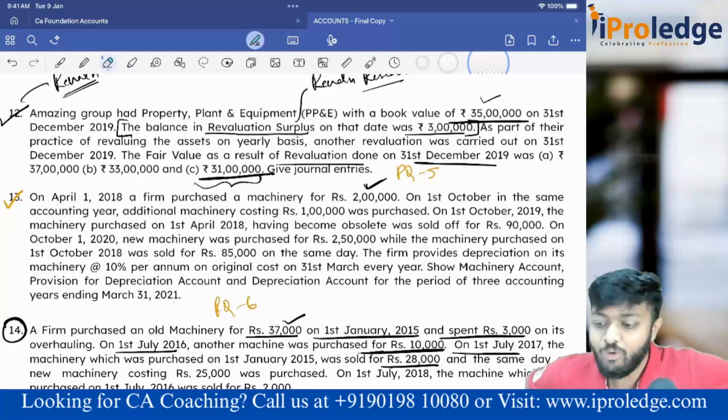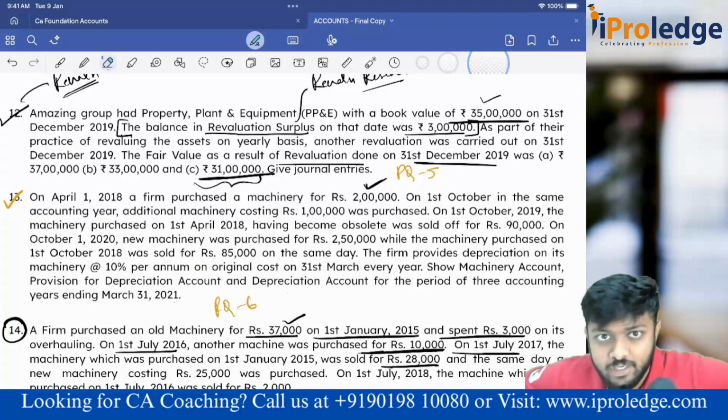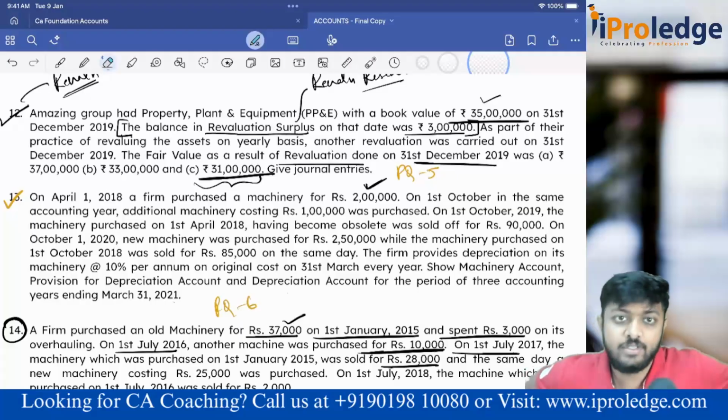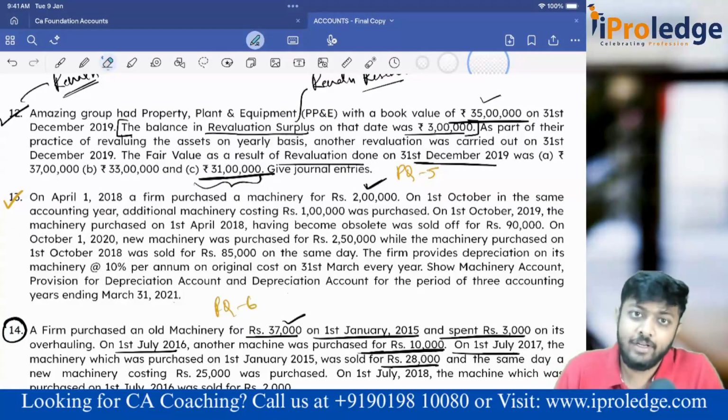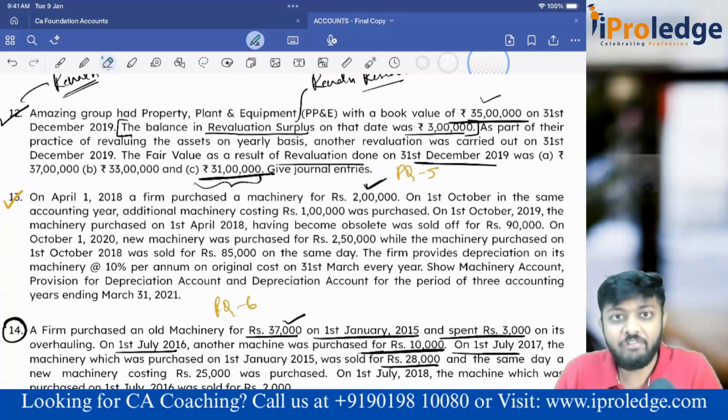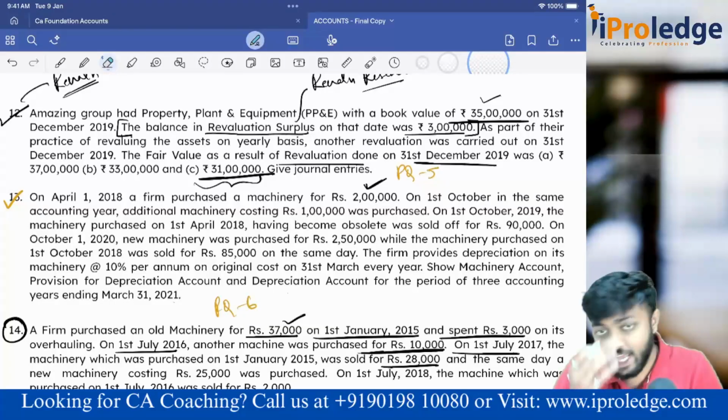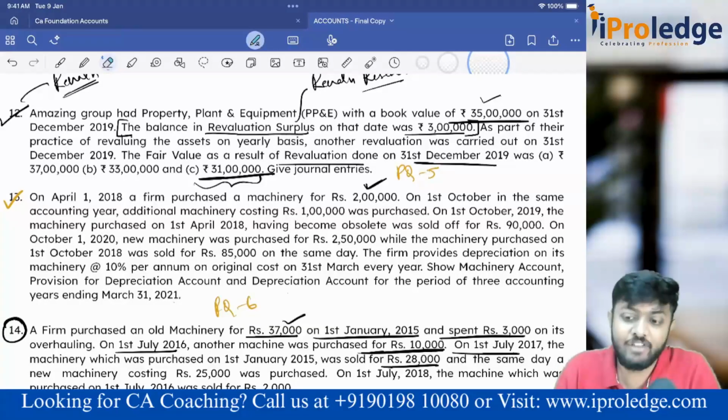Now, what we'll do is I'll take this example question, which involves all that we have learned till now, and we'll apply whatever we have learned till now to this question, and gain some more clarity on whatever we have discussed.